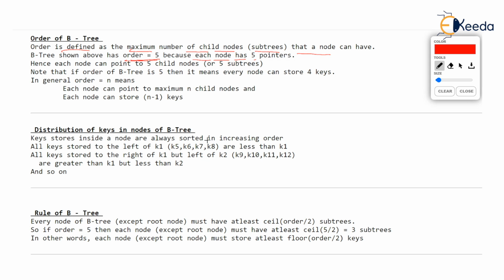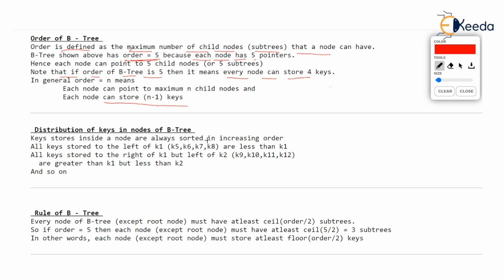Note that if the order of the B tree is 5, then it means every node can store 4 keys. If the order is 5, what does it mean? It has 5 pointers. Then there can be a key between these two pointers, and so on. So obviously we have placeholders only for 4 keys: K1, K2, K3, K4. I hope you are getting used to these definitions quite gradually. So in general, what if the order of the tree is n? How many keys can be stored in every node? If the order of the tree is n, then the node can store n minus 1 keys.